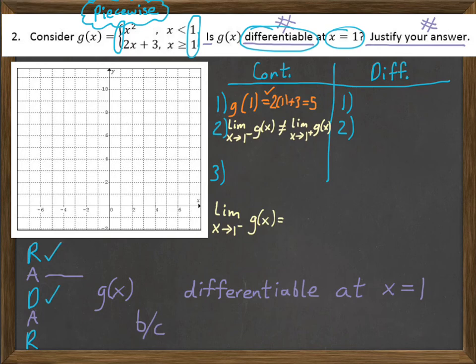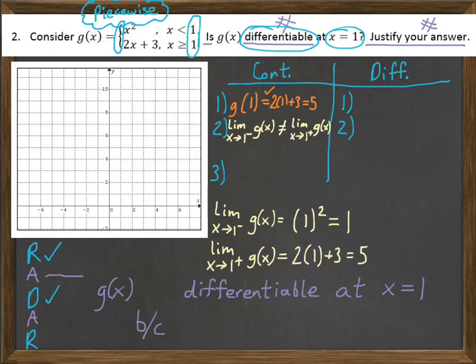So the limit as x approaches 1 from the left of g of x: on the left side, I'd be using the function x squared. So 1 squared would be 1. Then on the right, that's something we've already done. That would be the bottom function, and I already plugged that in before. That's 2 times 1 plus 3, which gives me 5. Those two numbers are not equal. So because of differing behavior from left and right, I know that those two limits are not equal, and the limit itself does not exist, the overall limit.